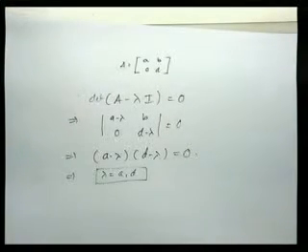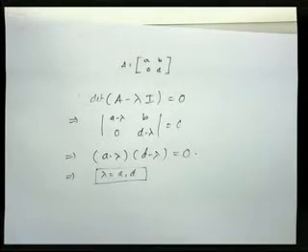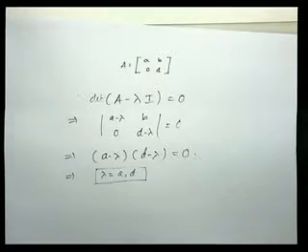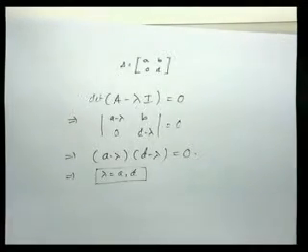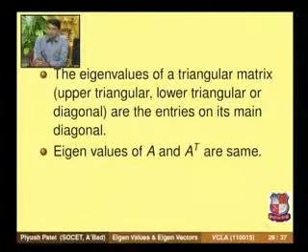So this property is worth remembering, because many times in examples, when an example is given that is clumsy, you will be given a lower or upper triangular matrix so that you can easily find the eigenvalues. Then the next property is that the eigenvalues of A and A transpose are the same. That is, if you find the eigenvalues of A and of A transpose, both will be the same.